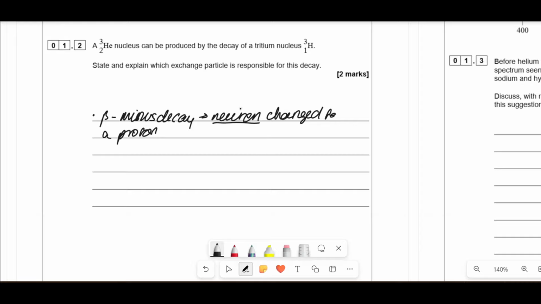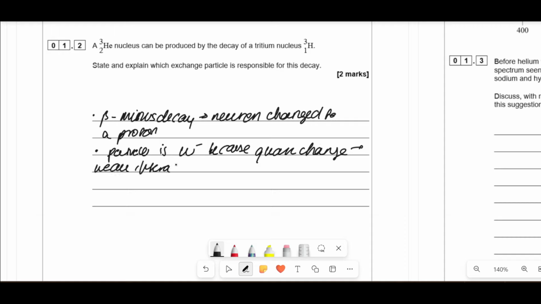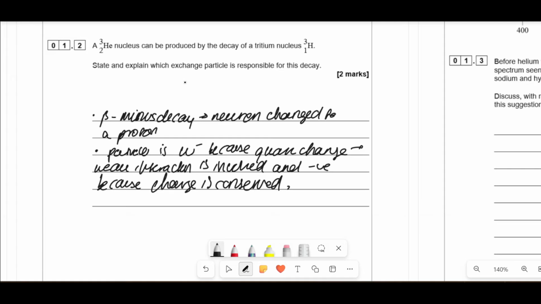Because we're changing from a neutron to a proton, that's positive now, we need another negative. So we started with a neutral thing there, and we need another negative here as well. So it's going to be the W minus boson, or else it doesn't conserve charge. So that means neutron changed to proton is a W minus boson because there's a quark change, which means the weak interaction is involved. And it's negative because charge is conserved. So you can just compare them side by side like that, and that gives you a cue on what to go and look for.